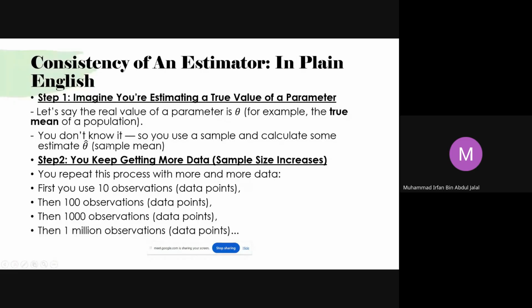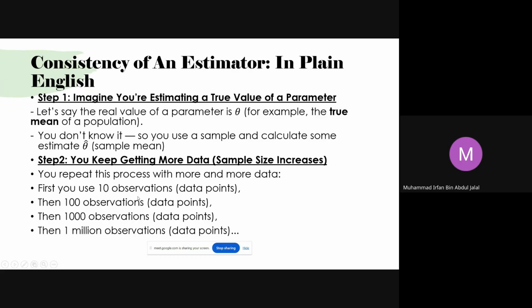So because you don't know the actual value in the population of the condition of interest, for example, your blood pressure or your blood glucose, you use your sample and calculate some estimate, some estimator, for example, sample mean. And then what will happen if you have larger and larger sample size for your samples? For example, you repeat this process and observe with more and more data, what will happen to your sample mean? Is it going to be nearer and nearer to your population mean or not?